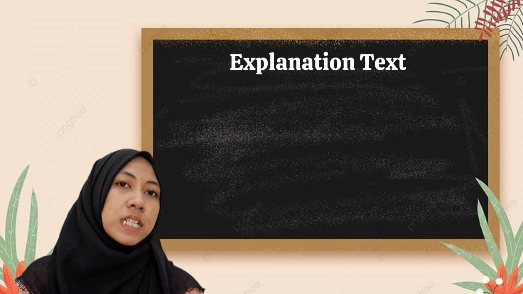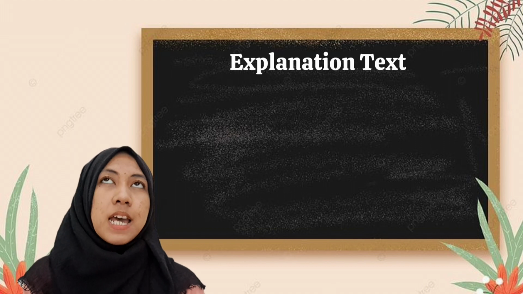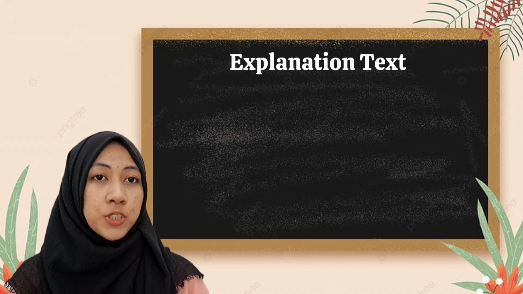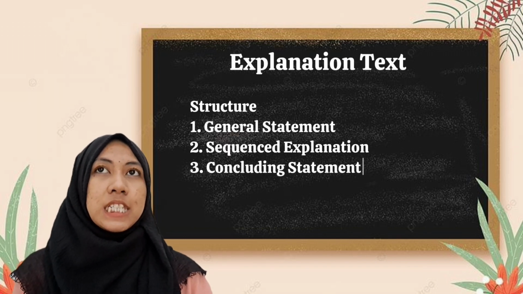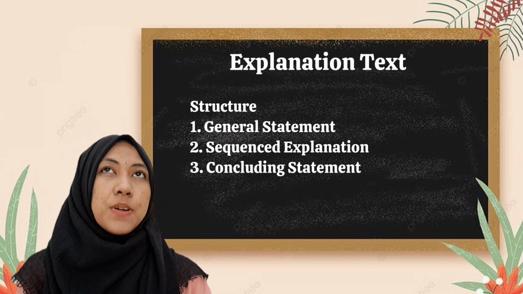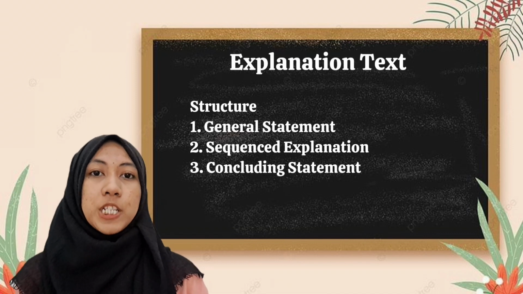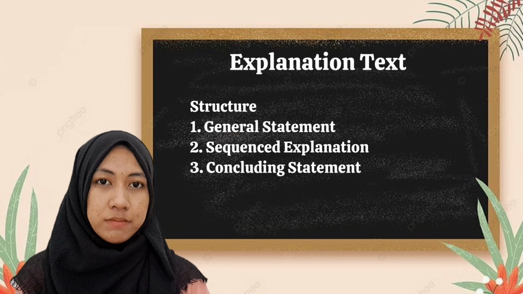Explanation text is a type of informative text that is designed to explain a process, a concept, or how something works. The general structure of explanation text: the first is general statement. In the general statement, the writer introduces the topic or subject of explanation in a general and engaging way.